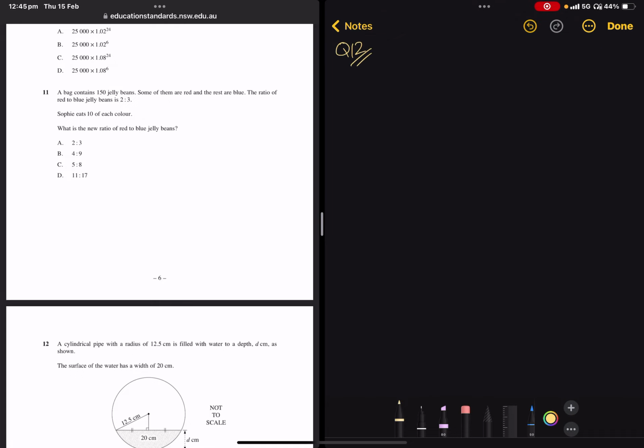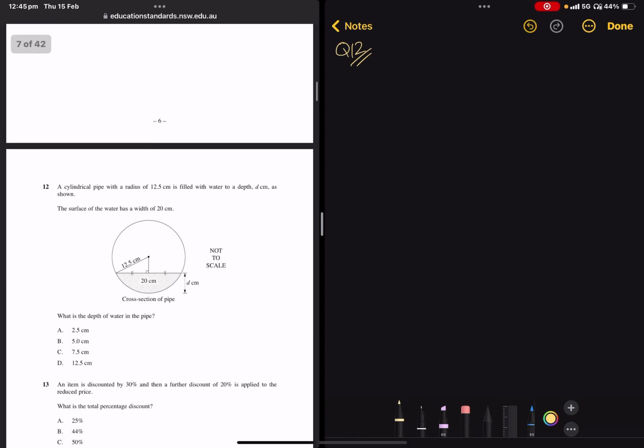Question 12. We are told a cylindrical pipe with radius 12.5 centimeters is filled with water to a depth D, as shown in the diagram. The surface of the water has a width of 20 centimeters. What is the depth of the water in the pipe? Okay, so for this question, we have the center here. Really all we need to do is find this length here, this L, subtract it from the radius of the circle, and that will tell us the depth.